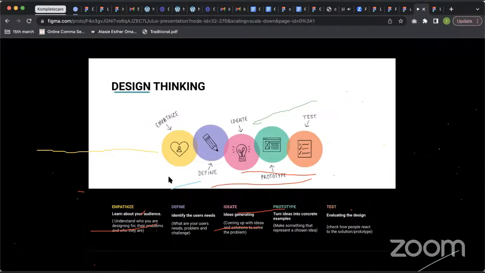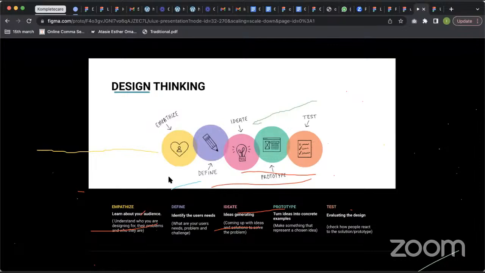It is empathize, define, ideate, prototype, and test. So first of all, what is empathize? Like the name, empathize. This is where you learn about your user. You understand who your user is, who you are designing for, what their problems are, who they are.